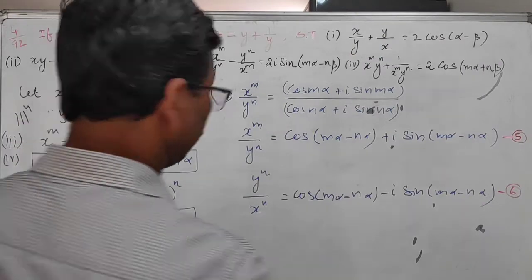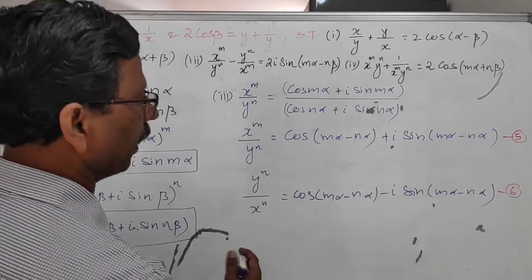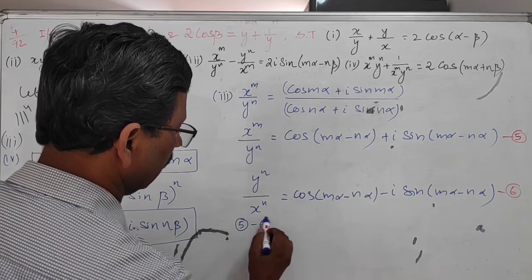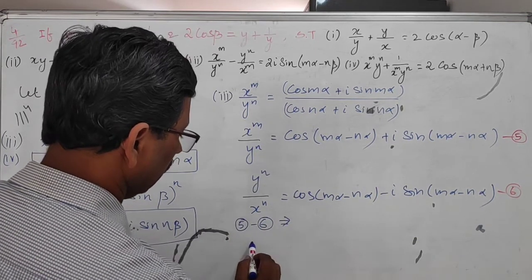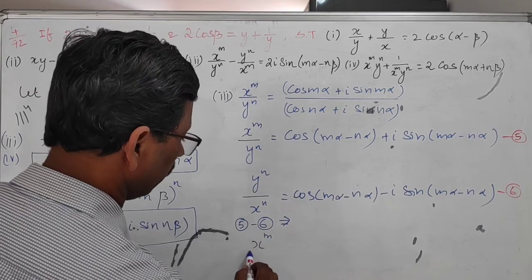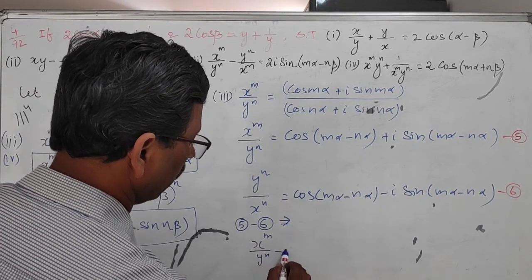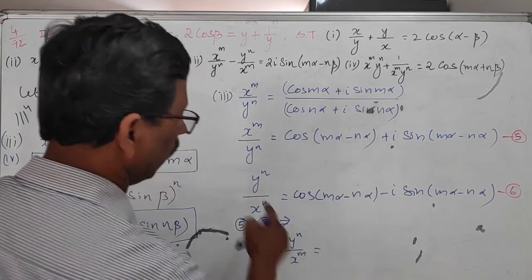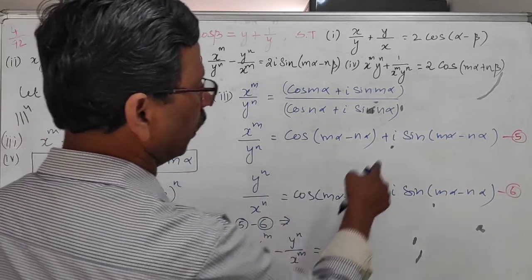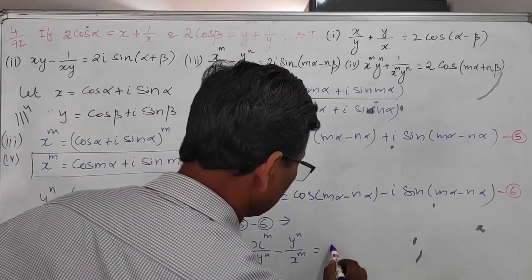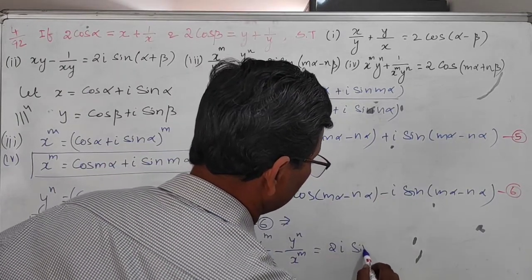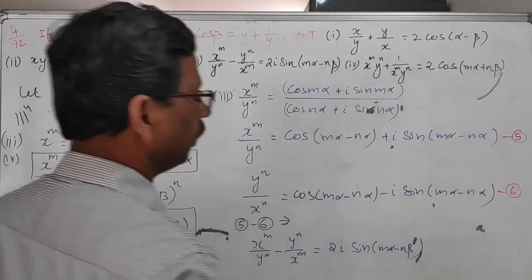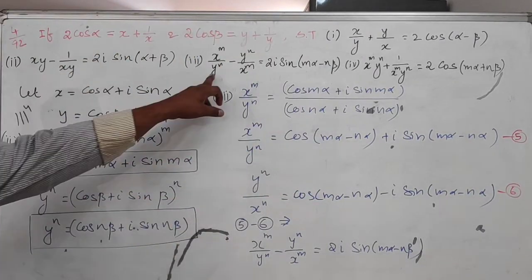Now here we have to subtract. Therefore, you can write 5 minus 6. 5 minus 6 gives x power m by y power n minus y power n by x power m. While subtracting, these two get cancelled. Thus you get 2 times i into sin of m alpha minus n beta. That's all. That is the third result.